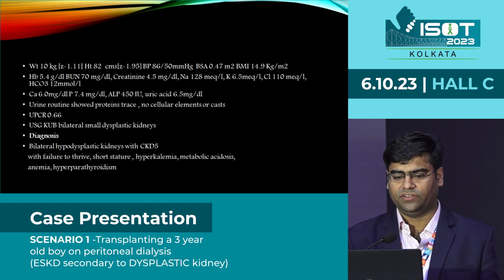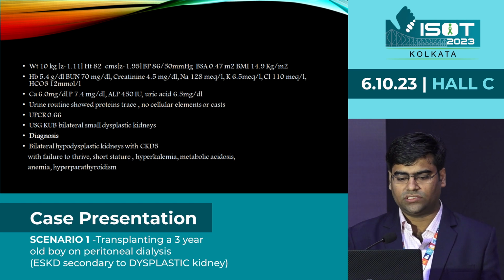Uric acid was 6.5. Urine routine showed no proteins or trace proteins, no cellular sediments or casts. Urine protein creatinine ratio was 0.66. Ultrasound showed bilateral small dysplastic kidneys. A diagnosis of bilateral hypodysplastic kidney with CKD stage 5 with failure to thrive, short stature, hyperkalemia, metabolic acidosis, anemia, and hyperparathyroidism was made.